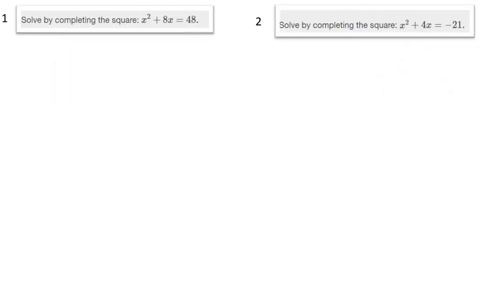Now let us discuss some examples, how to solve by this method. So this is the first question. Solve by completing the square: x square plus 8x is equal to 40. For that, first we take the coefficient of x, that is 8, take half of that one, which is 4. So you just square it.